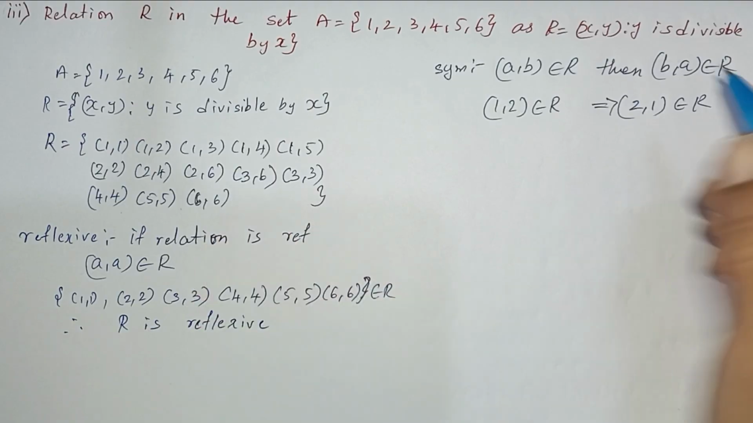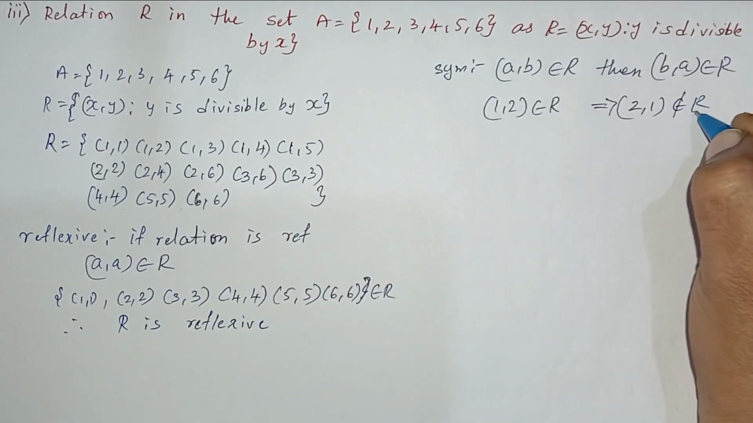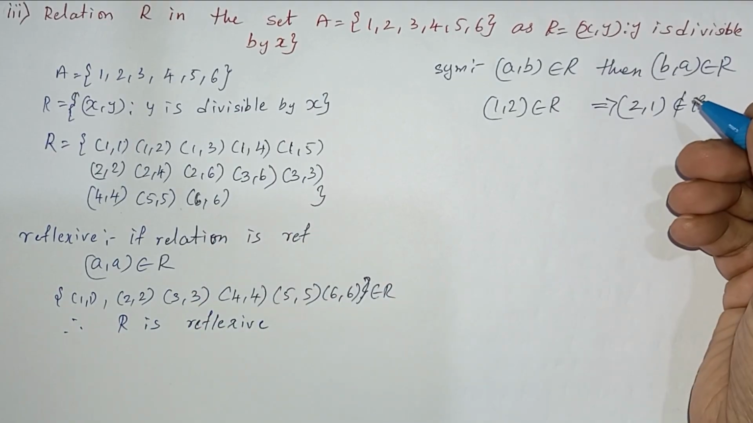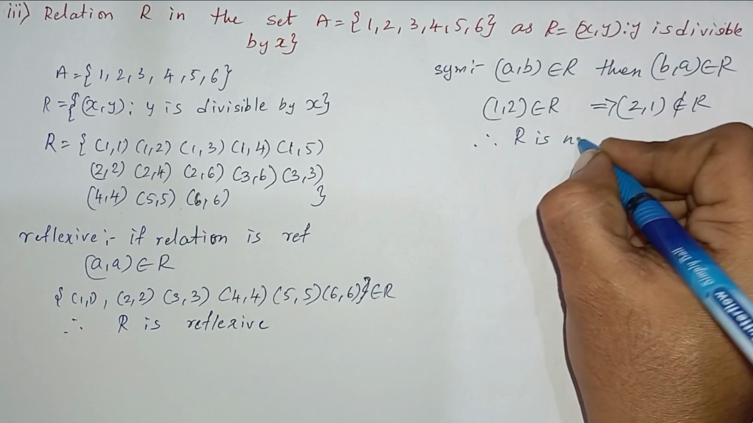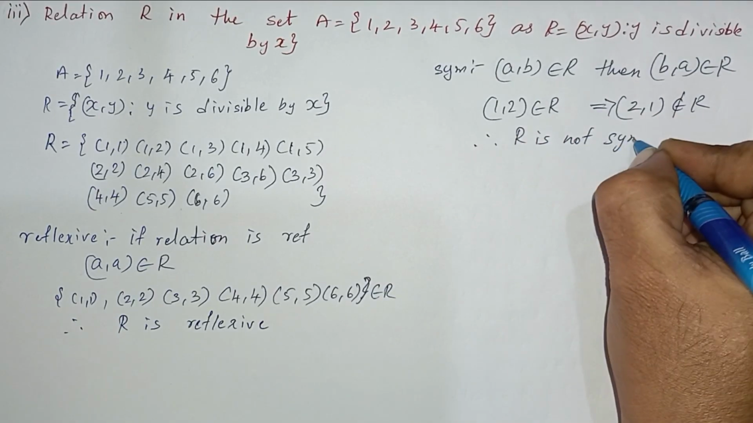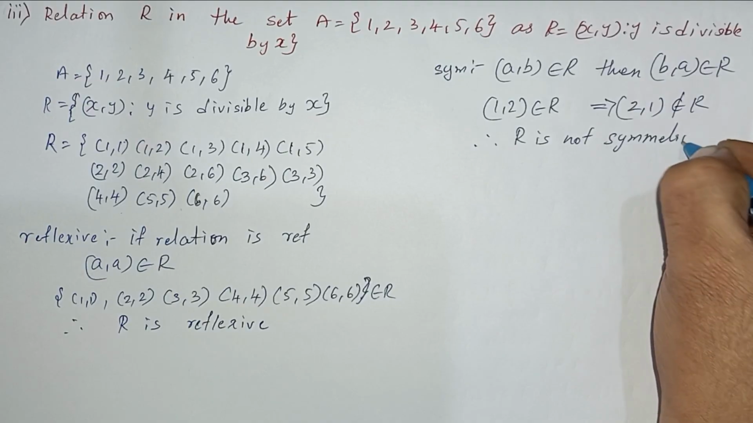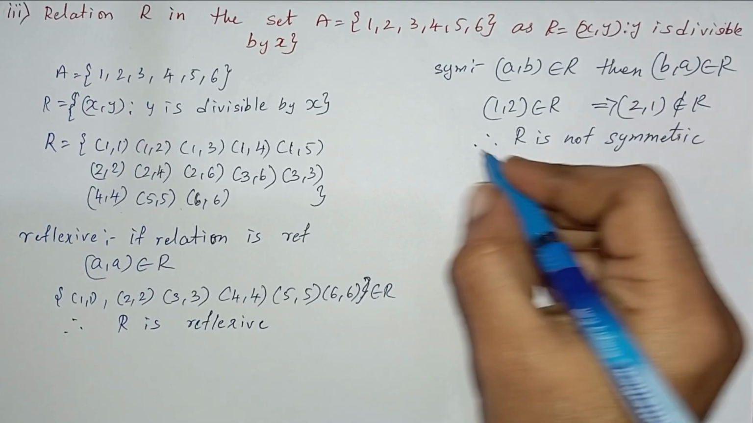No, we don't have 2 comma 1. So 2 comma 1 does not belong to R. 2 comma 1 is not there in R. Therefore R is not symmetric.